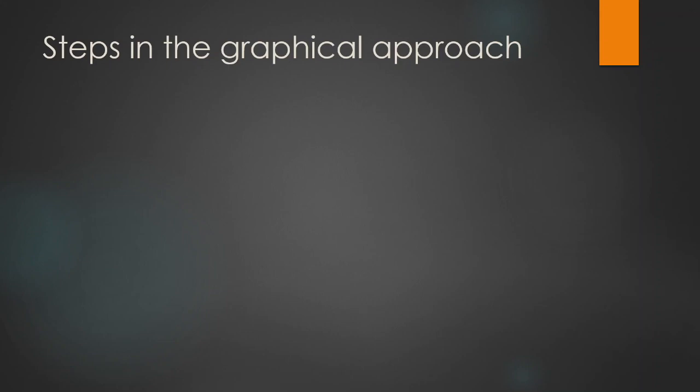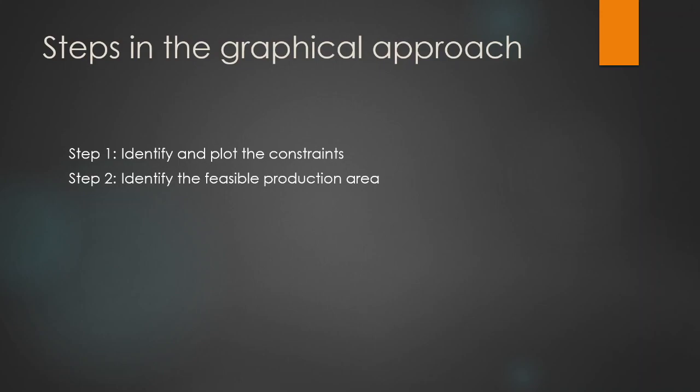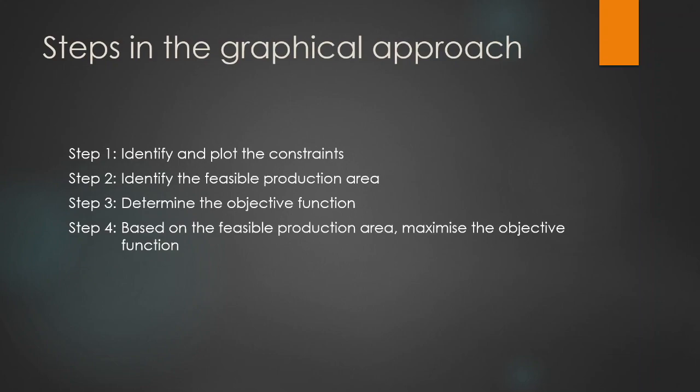The first thing we want to do is to identify the constraints and plot these constraints on a graph. Once we have plotted these constraints, we will be able to identify the feasible production area. We then determine the objective function and can plot this on the graph. As we are trying to maximize our contribution, we want to find the furthest point from the origin where our objective function touches the feasible production area.